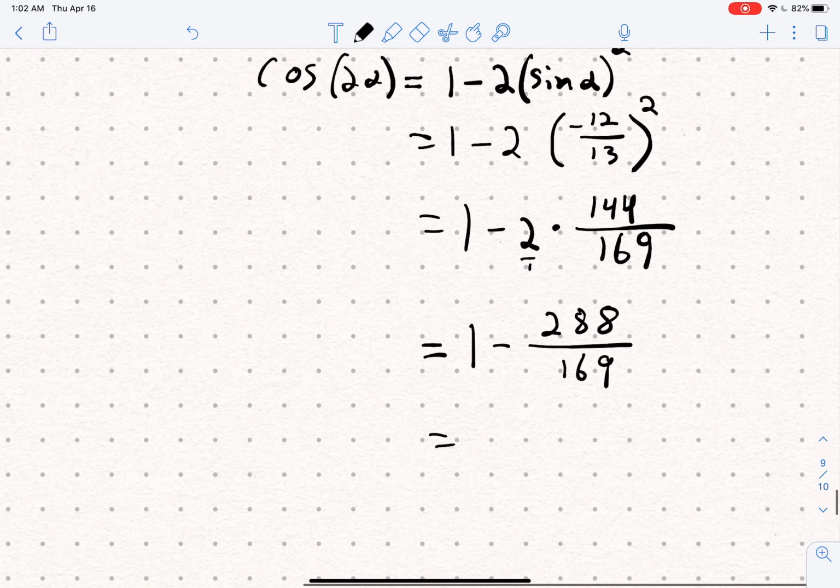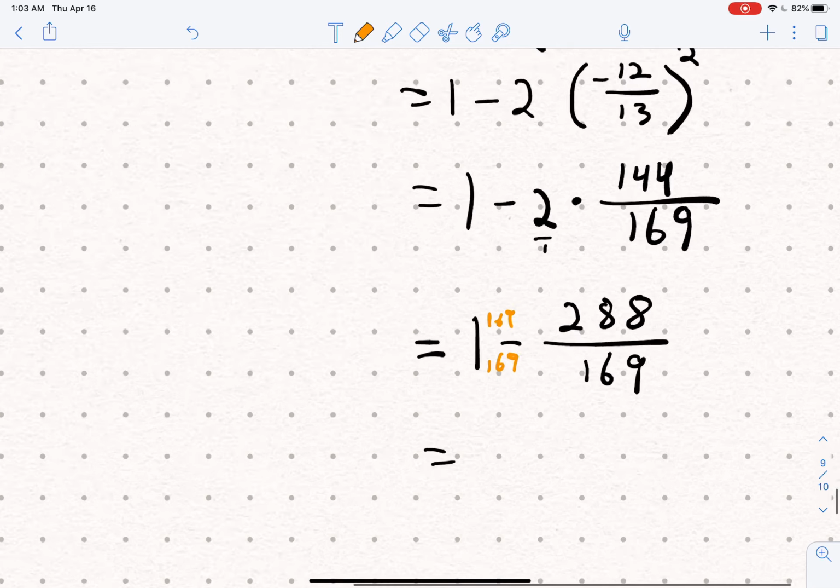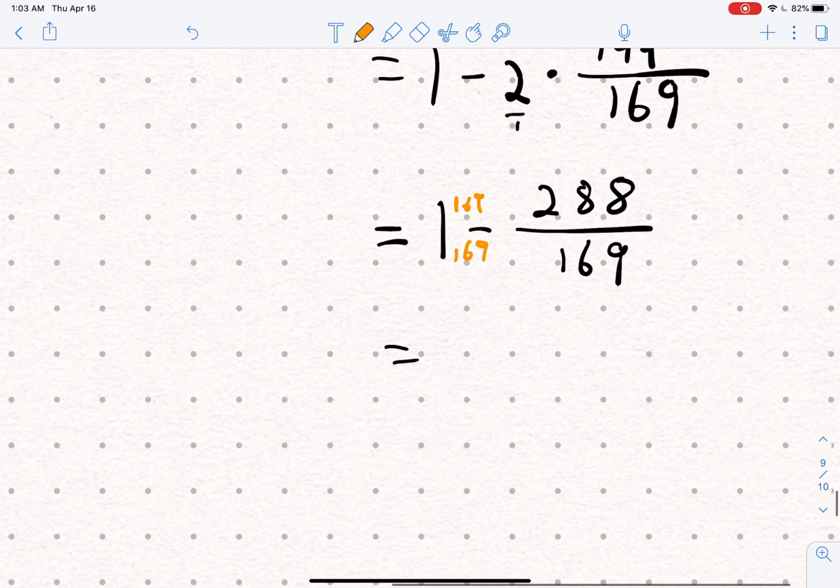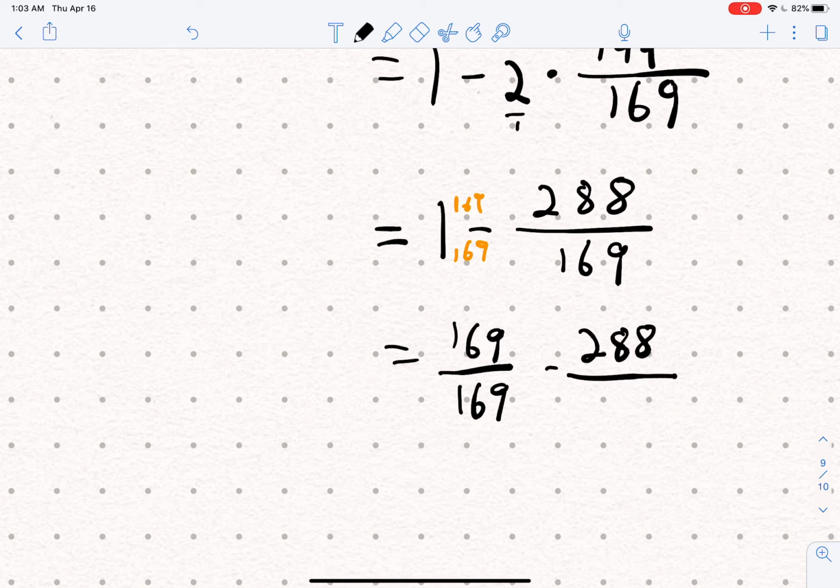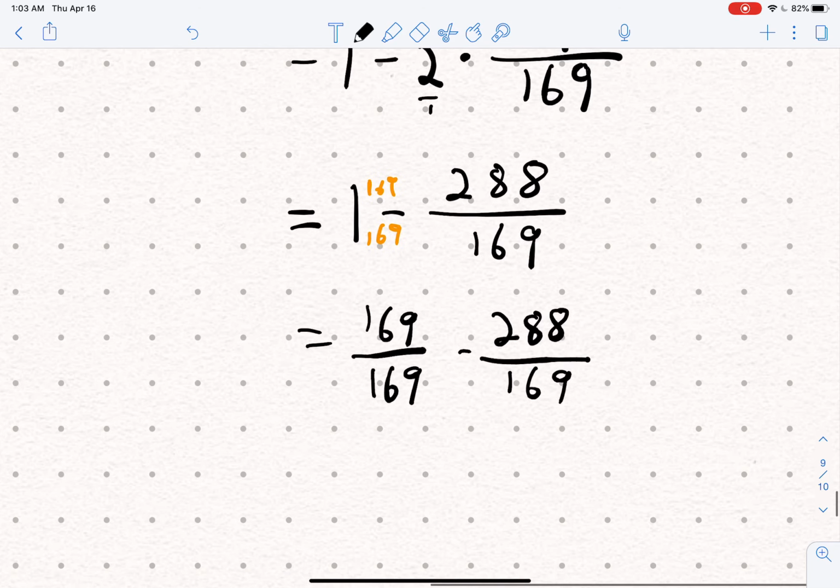Then getting a common denominator of 169, we multiply that 1 by 169 over 169, and we get 169 over 169 minus 288 over 169. Now we just have to do a little subtraction. We have a common denominator, so the bottom is going to be 169. And on the top, we have to do 169 minus 288. This is what I consider to be a hard arithmetic problem.